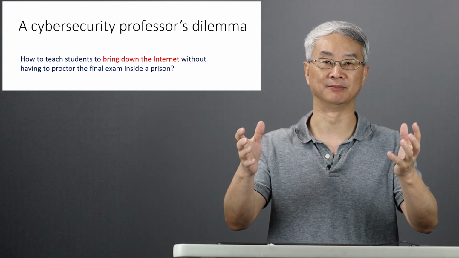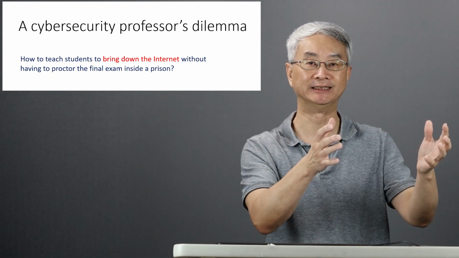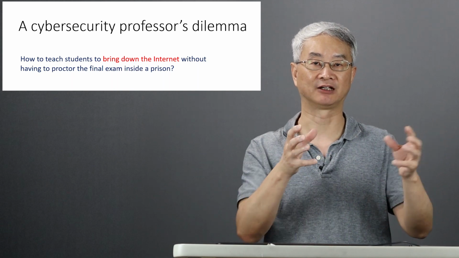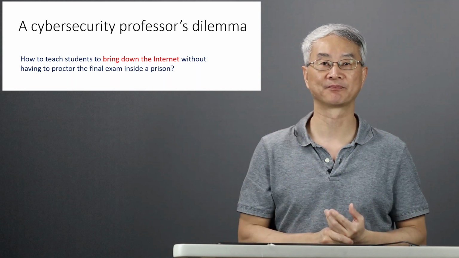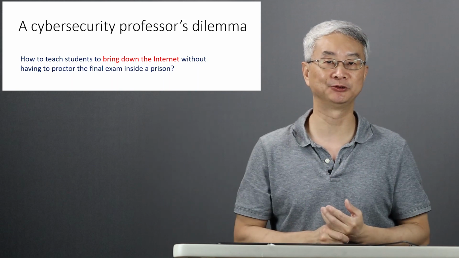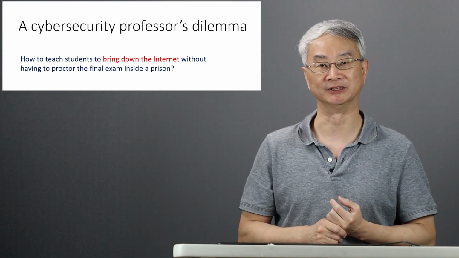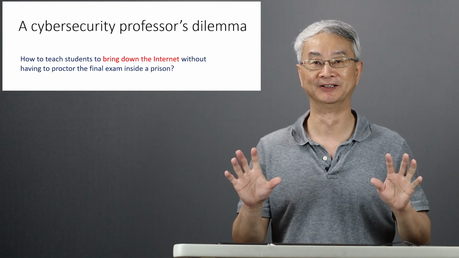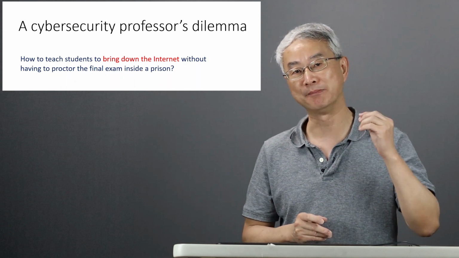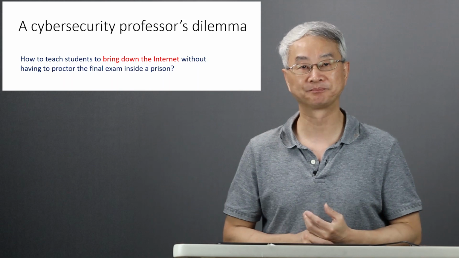But now you have this dilemma, right? You teach BGP, and one of the attacks on BGP is to bring down the internet. Now if you get a student to do that, you will end up proctoring your final exam in a prison. And that's not what I want to do. So that is the dilemma shared by many professors. So how do you do that?